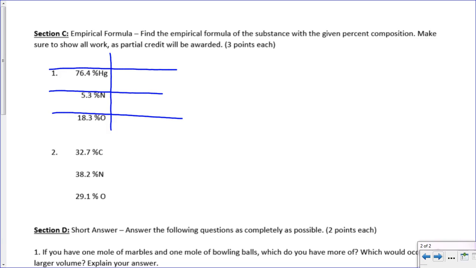Okay, and so the first thing that I do is I convert these to masses. To convert them to masses, we just assume 100 grams and then just copy the number that's written there right over to the mass column. And so it's 76.4 grams and 5.3 grams and then 18.3 grams.